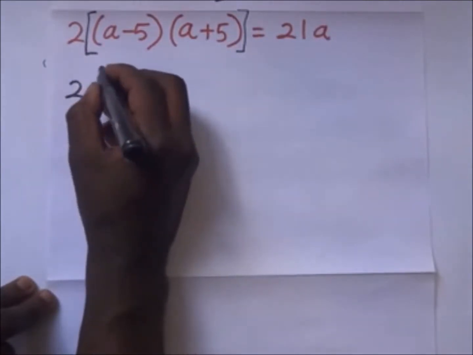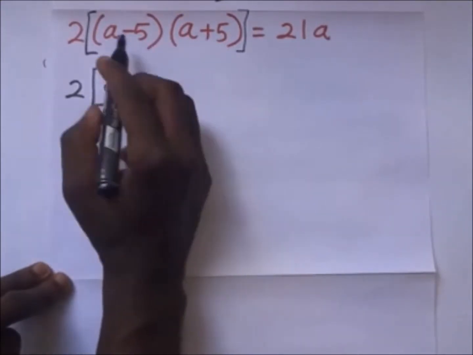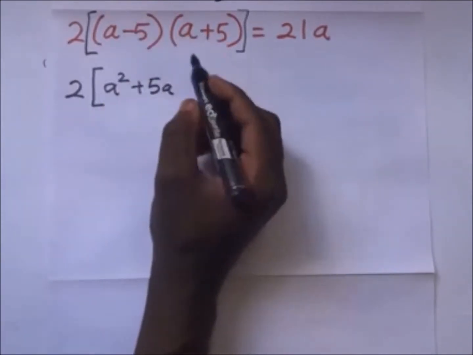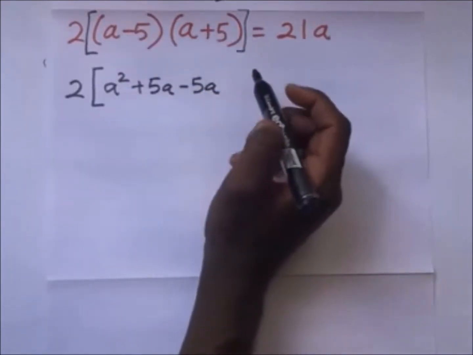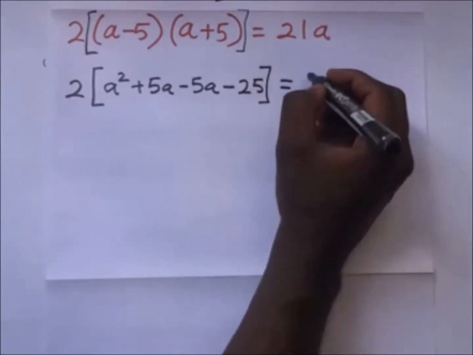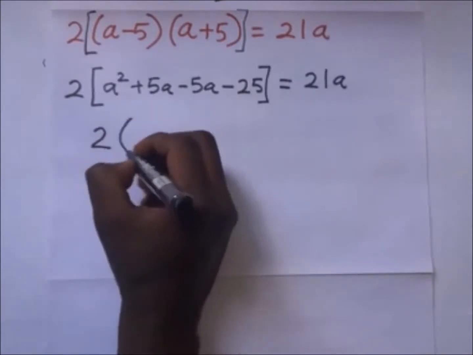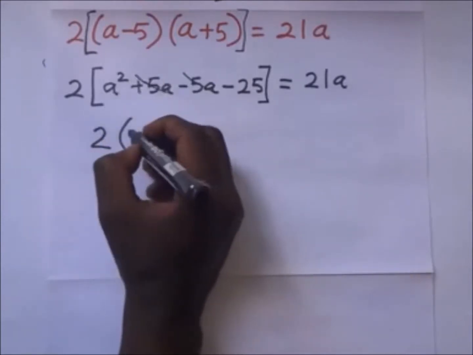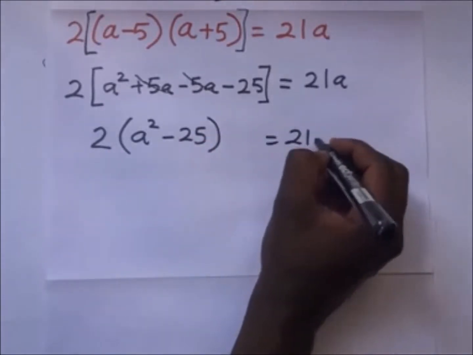So it's going to become 2 into, now expanding these brackets is going to be a times a is a squared, then a times positive 5 is plus 5a. Then we have negative 5 times a is negative 5a. Then we have negative 5 times positive 5 giving us negative 25. Is equal to 21a. Definitely this is going to become 2 into, now positive 5a and minus 5a is 0. These two will cancel. So we remain inside here a squared minus 25 is giving us 21a.